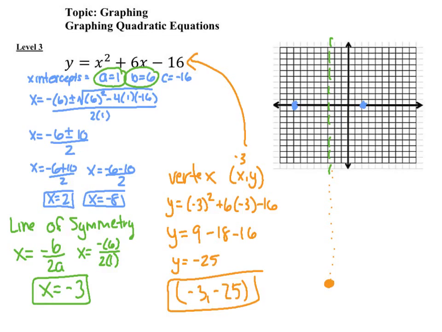The last thing I need to do is make my graph. So I'm going to start down here and connect all the dots. And notice that this looks like a U, and that's called the parabola.